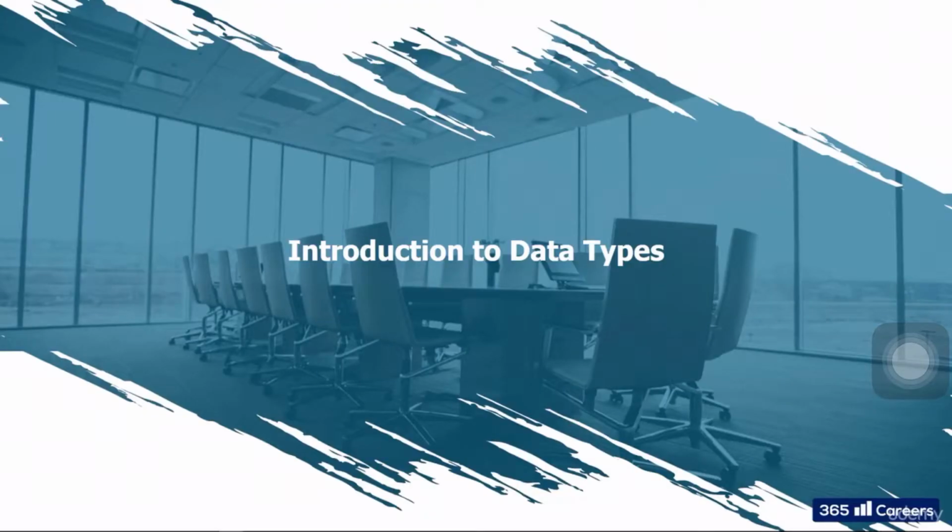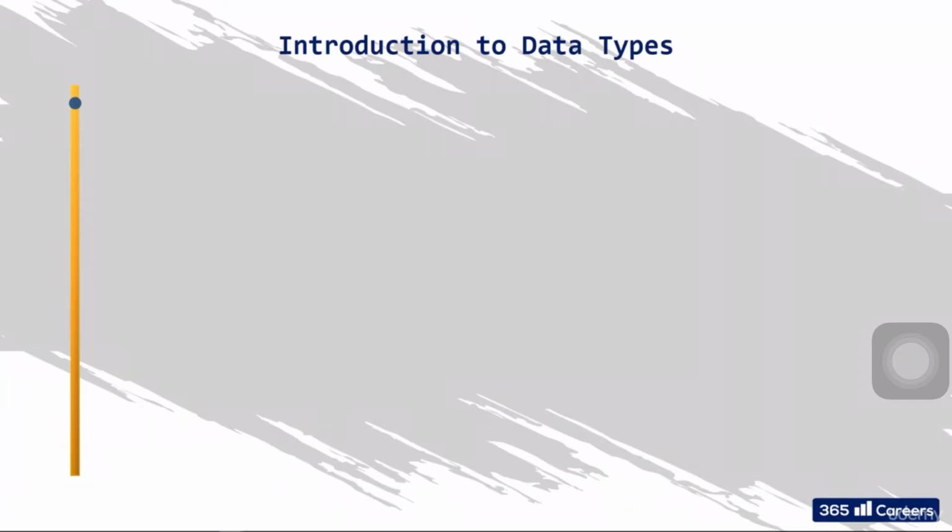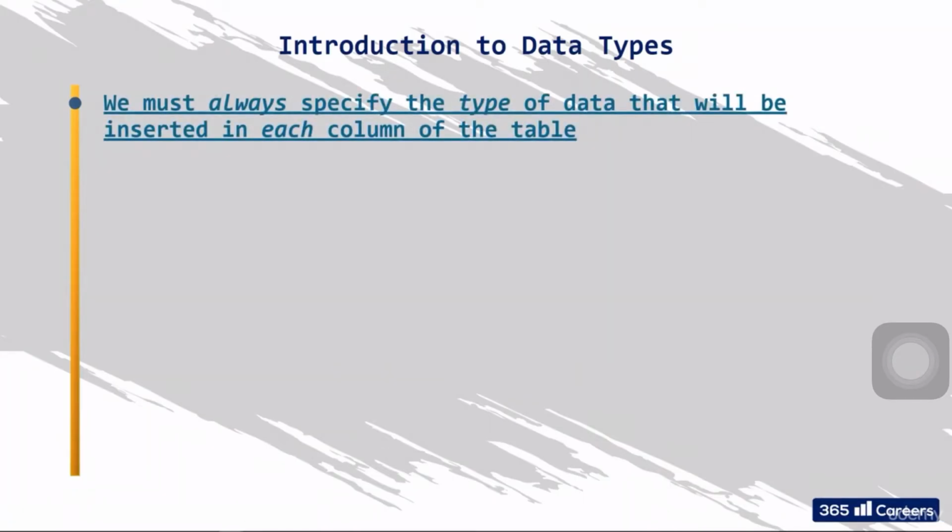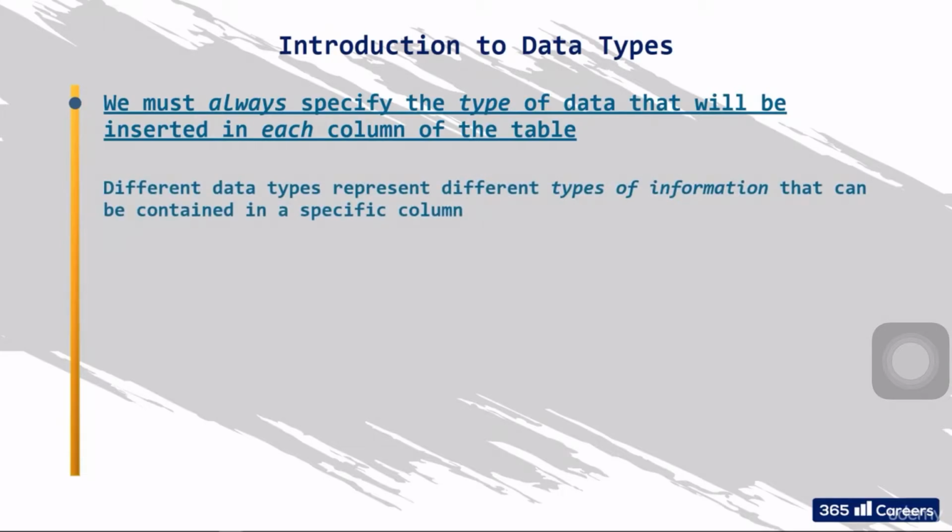Great. We have already set up our database. Logically, the next thing to create is its tables that, at a later stage, will be filled with data. While doing this, though, we must always specify the type of data that will be inserted in each column of the table. Therefore, in the next lessons, we will introduce you to the various data types available in SQL. Different data types represent different types of information that can be contained in a specific column.